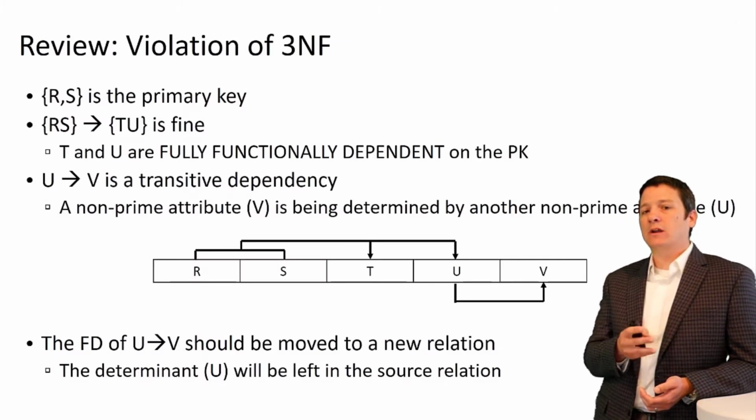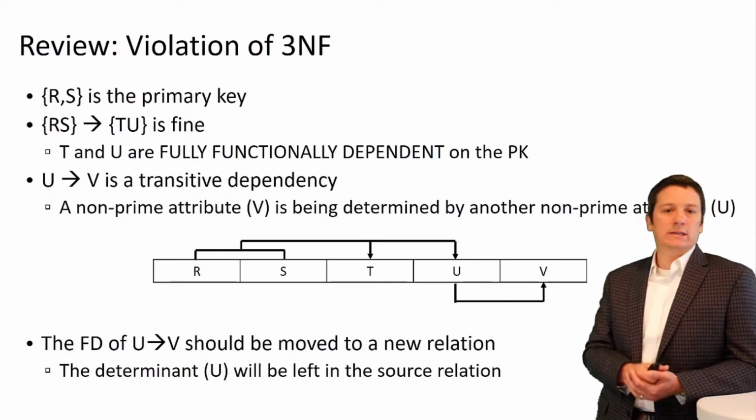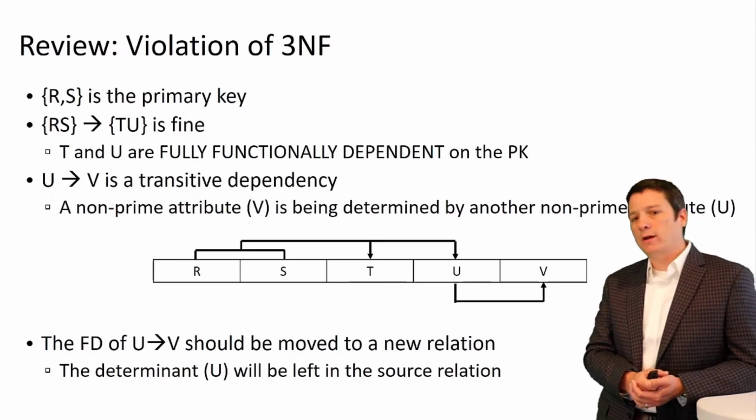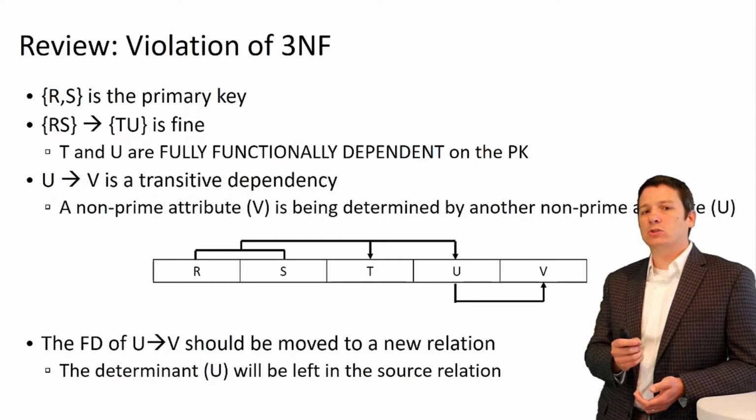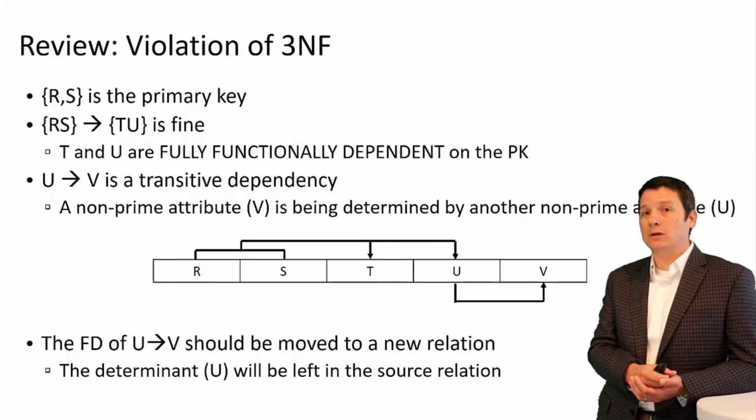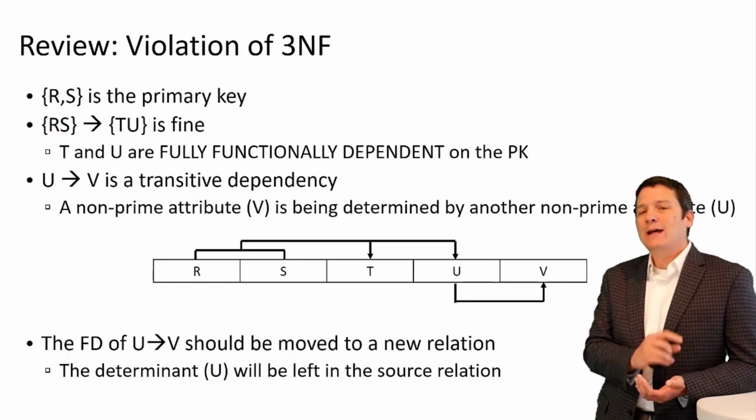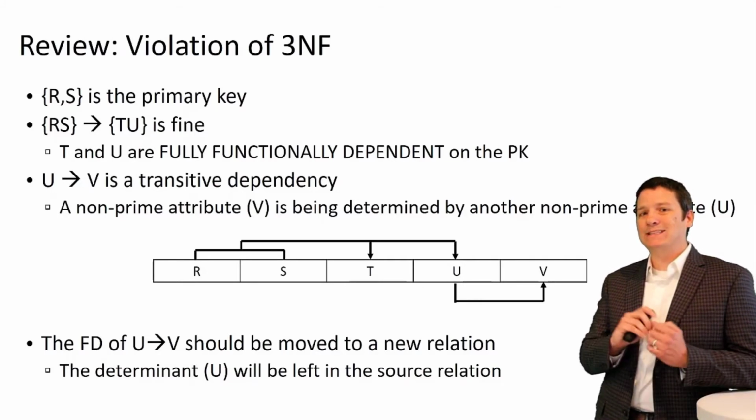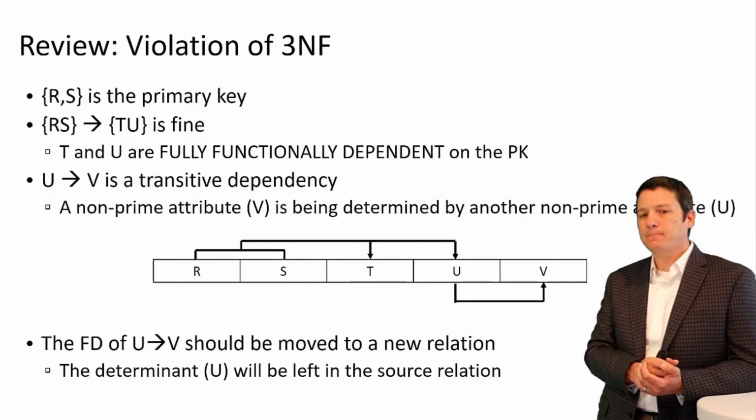by another non-key attribute. So in this dependency diagram, we have R, S, T, U, and V, and T and U are being functionally determined by R and S, which is a candidate key, and in fact the primary key, because it's our only candidate key. That's perfectly fine because those are two non-key attributes being functionally determined by the entire primary key.